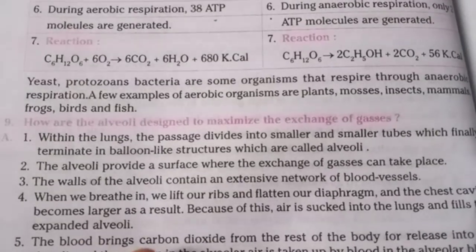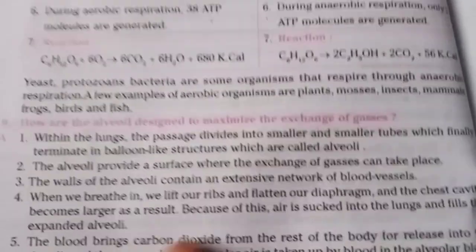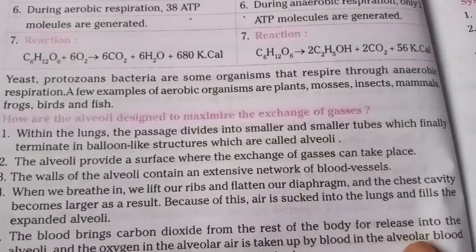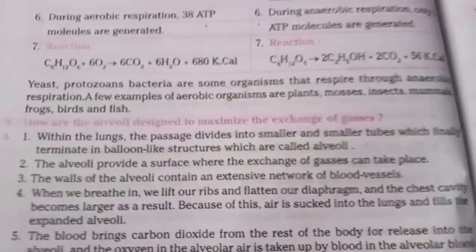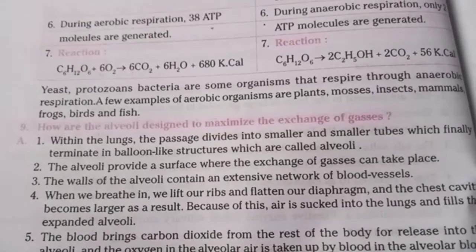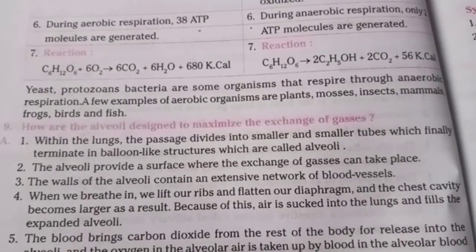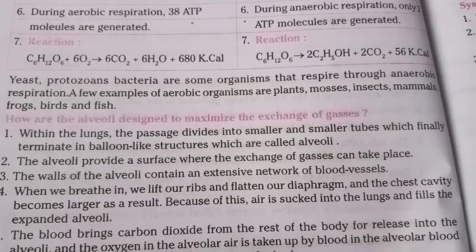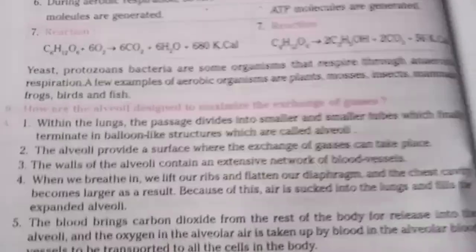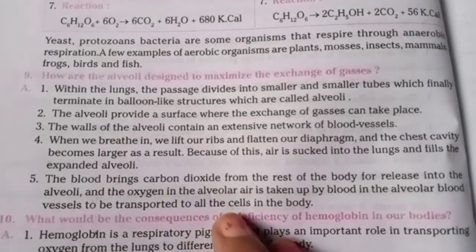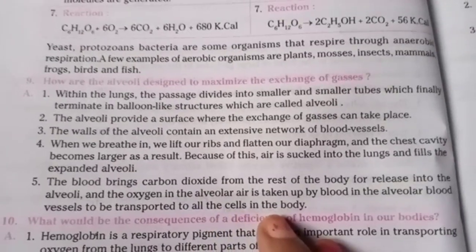Fifth point, the blood brings carbon dioxide from the rest of the body for release into the alveoli, and the oxygen in the alveolar air is taken up by blood in the alveolar blood vessels to be transported to all the cells in the body.